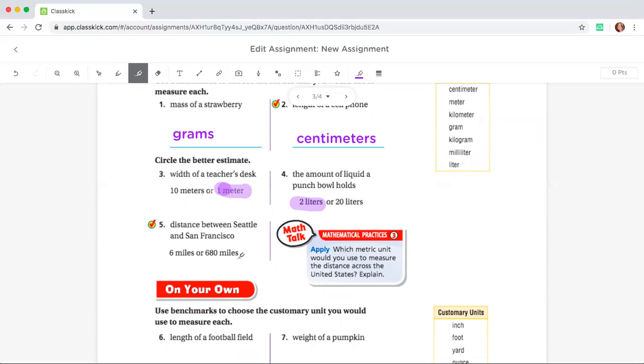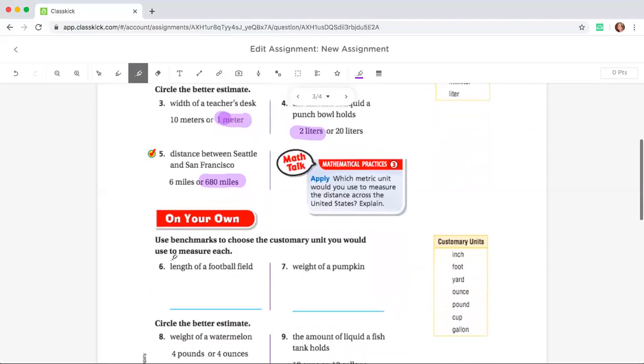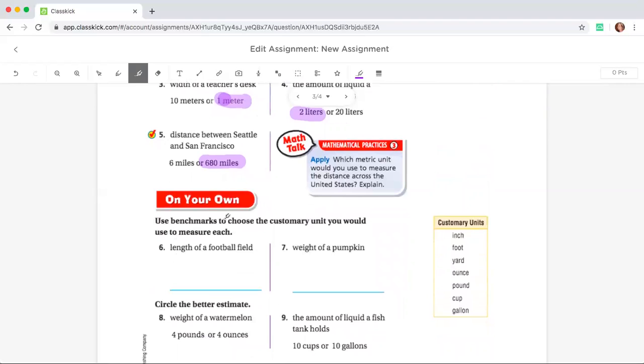The distance between Seattle and San Francisco, 6 miles or 680 miles. Definitely 680 miles. You could not go walk between Seattle and San Francisco. In 6 times 20 would be 180 minutes. 180 minutes walking. No, that would never work. You would not get that distance.